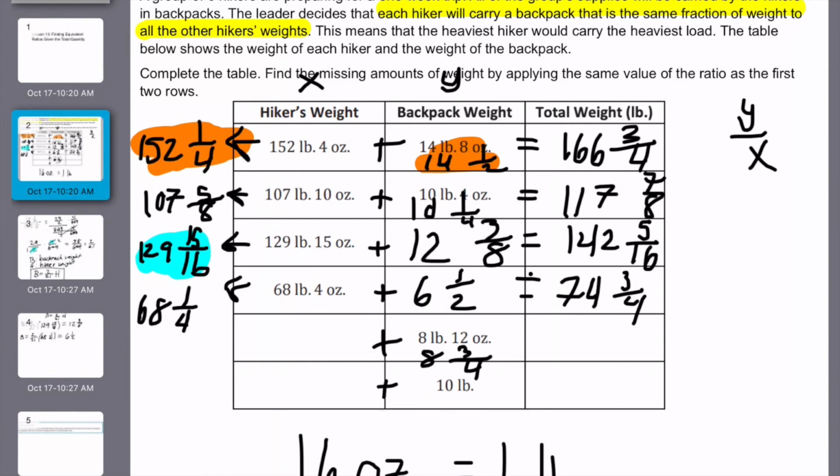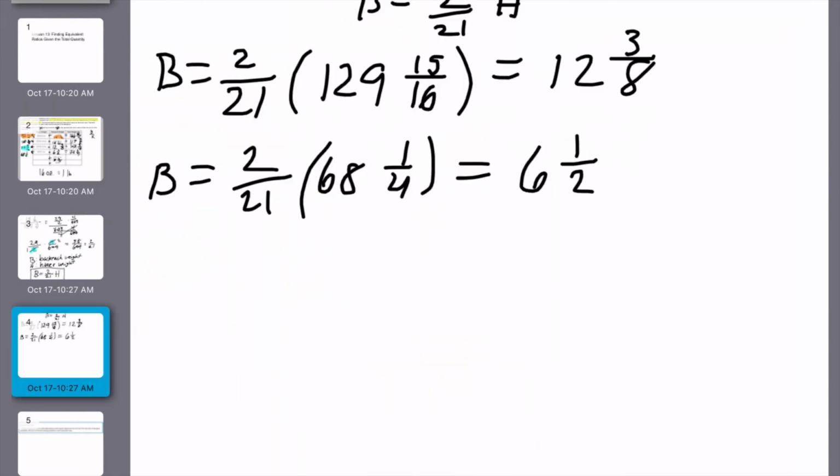Now things are a little different for this next example because I know my backpack weight, but I don't know my hiker weight. And this is what we talked about in one of our last classes as well that we had during our synchronous time. So I know that the backpack weight for this next example is 8 and 3/4. 8 and 3/4 pounds equals 2 over 21 times my hiker weight.